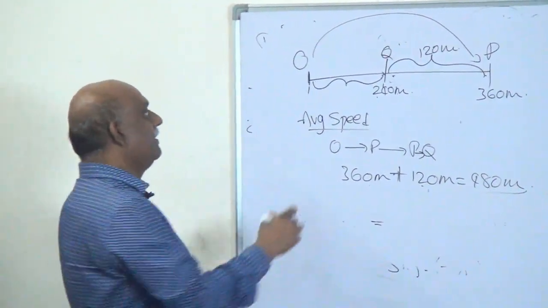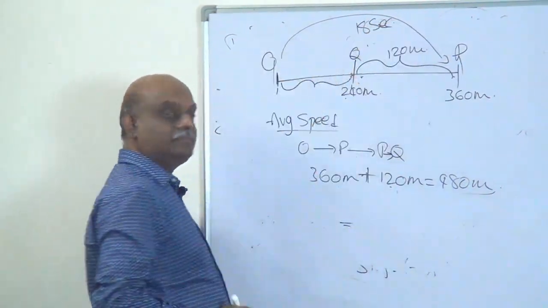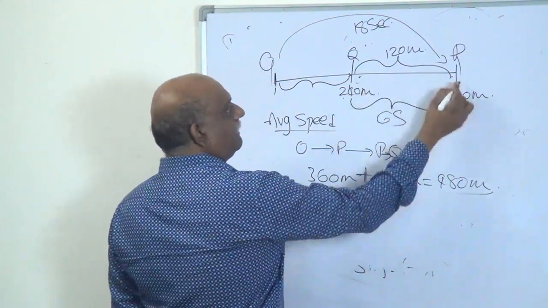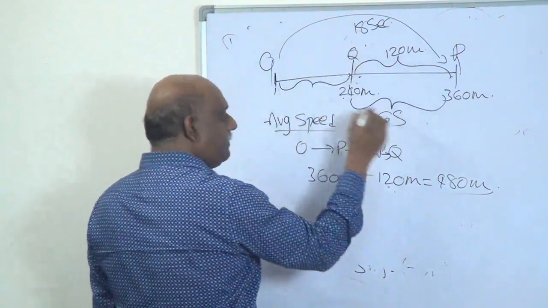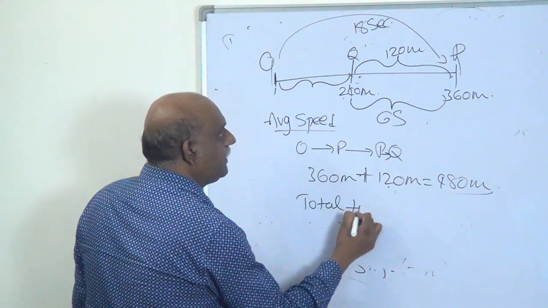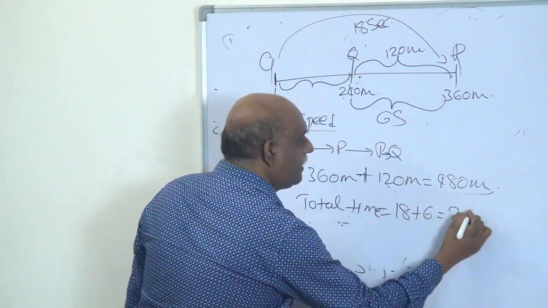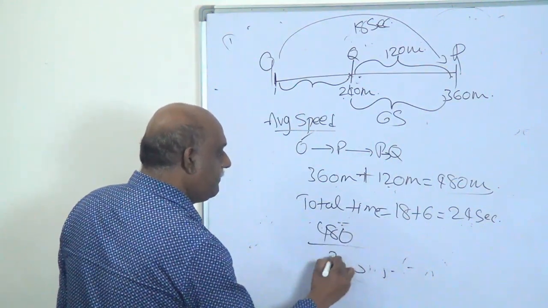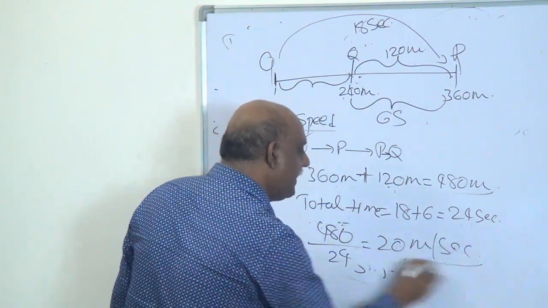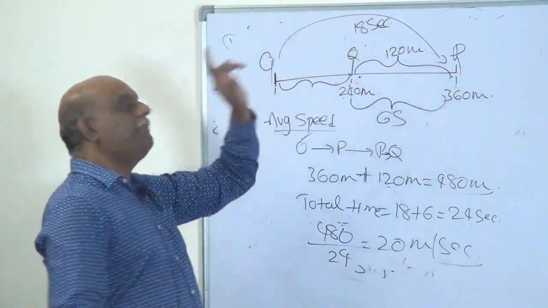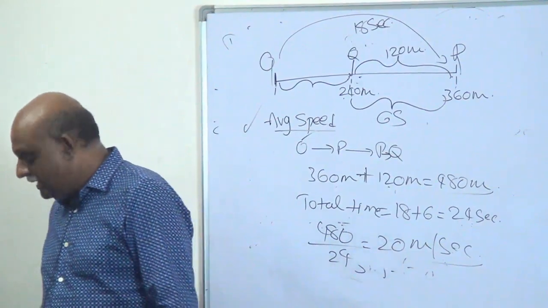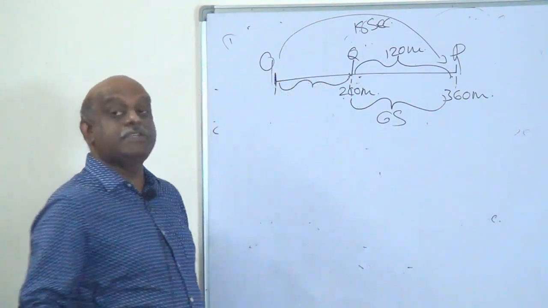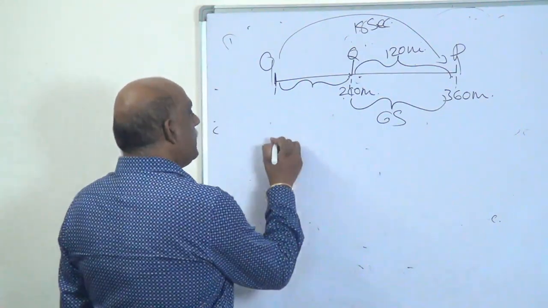And how much time did it take? From O to P, it took 18 seconds. And it took 6 seconds from P to Q. So totally how many seconds it took? 18 plus 6, total time is 18 plus 6, which is equivalent to 24 seconds. So the average speed kitna ho gaya? Padapad bolo, 480 divided by 24 is equal to 20 meters per second ban gaya. Average speed to go from O to P and come back to P to Q is what you have to remember. Then the second part of the problem, what the examiner is asking is, for the same motion, what is the average velocity?